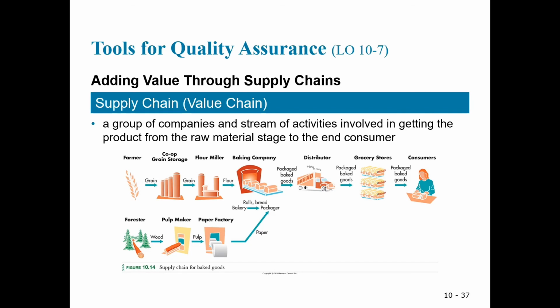Adding value through supply chains. The supply chain is the flow of information, materials, and services that starts with raw materials suppliers and continues through other stages in the operations process until the product reaches the end customer. Although each company looks out for its own interests, when a supply chain strategy is followed, each also focuses on the entire chain of relationships, to gain a competitive advantage through working as a coordinated team.